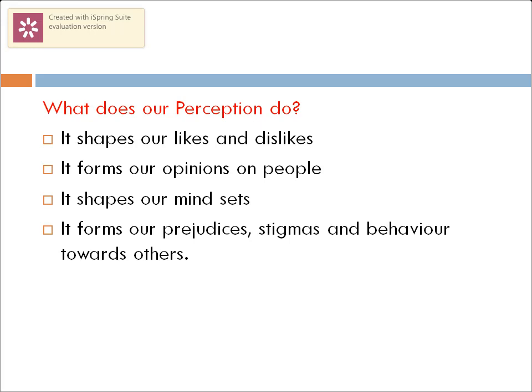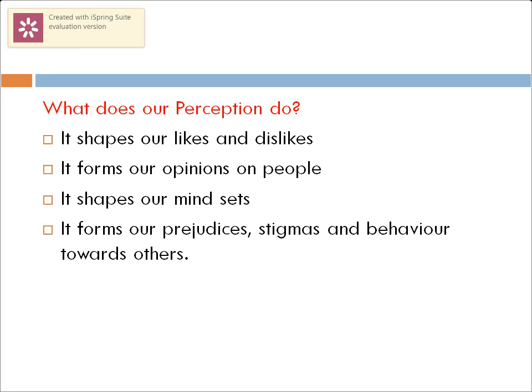Why do I like fair skinned people and not dark skinned people? It is based on our perception. It forms our opinions on people. So we like to associate with people whom we like or whom we think are similar to us. That's our perception. It also shapes our mindsets.